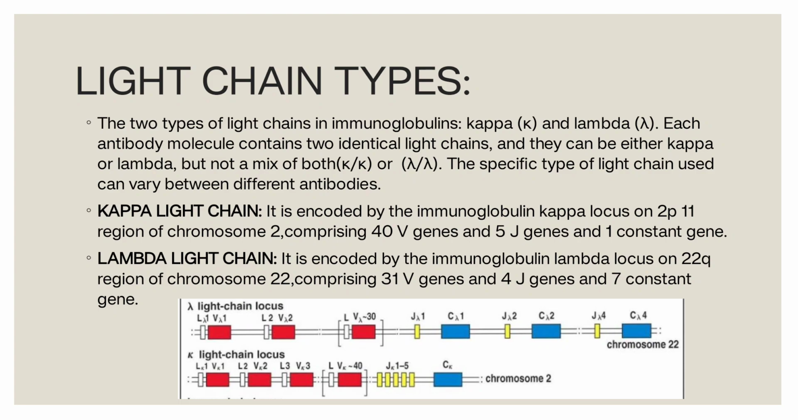So first, let's see about kappa light chain. It is encoded by the immunoglobulin kappa locus at the 2p11 region of chromosome 2, comprising 40 variable genes, 5 joining genes and one constant region. And the lambda light chain is encoded by the immunoglobulin lambda locus at the 22q region of chromosome number 22, comprising 31 V genes, 4 J genes and 7 constant genes, which includes pseudogenes.